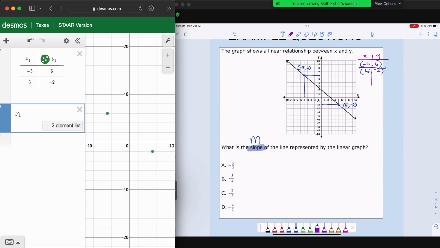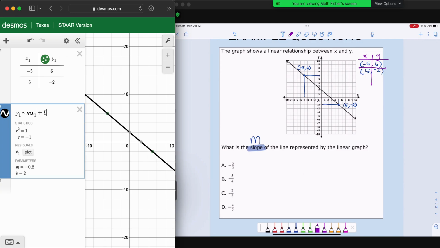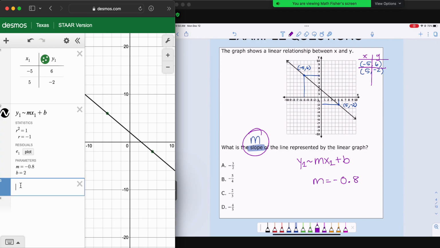You have y1 squiggly line mx1 plus b. Oh, that's all kinds of wrong. So you have y1 squiggly line mx1 plus b. Remember, we're looking for m. So we have m equals negative 0.8. So what we can do, actually, if you want to, sometimes it works, sometimes it doesn't. If you put negative 0.8, you can actually put it as a fraction. That gives you negative 4 divided by 5, which would be D.